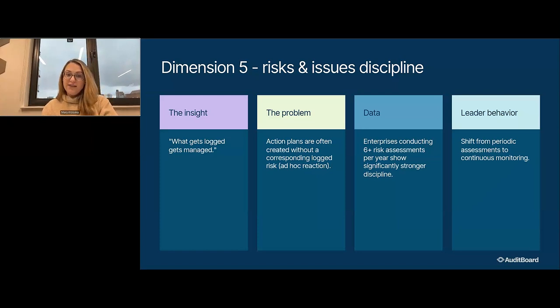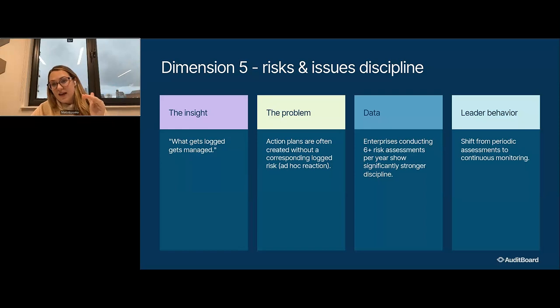Enterprises that were conducting 6 or more risk assessments per year report stronger overall risk discipline. They know the risk captured shouldn't just be periodic, but ongoing. They were also more likely to have increased assessment frequency over the last 2 years. Again, if you remember at the beginning, we talked about how risk has continued to become even more complex in the last 2 years.